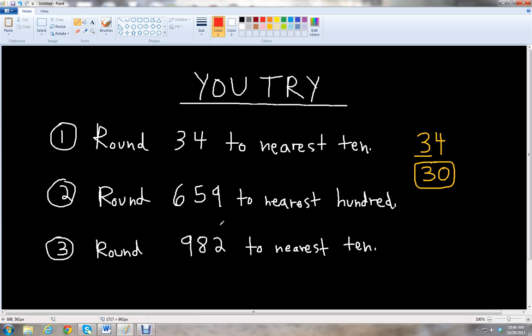Now how about 659 to the nearest 100? So we'll write down 659. We find the hundreds place. That's going to be our 6. So we underline the 6. And we notice the digit to the right is 5 or more, with a 5. So the 6 will become 7. And then the 5 and 9 become zeros. So 659 rounded to the nearest 100 is 700.